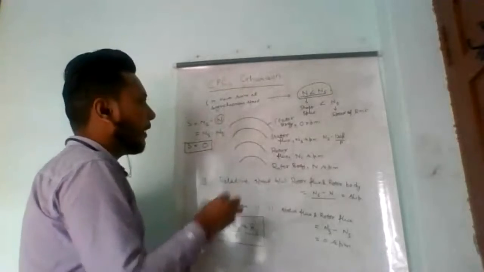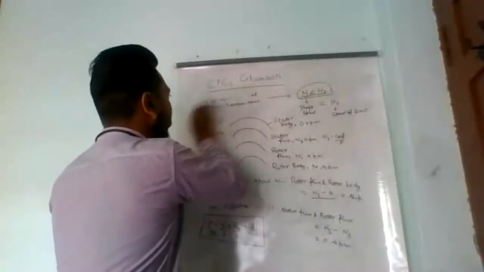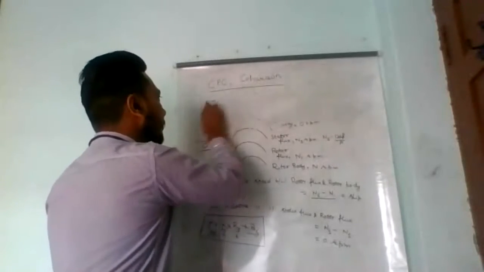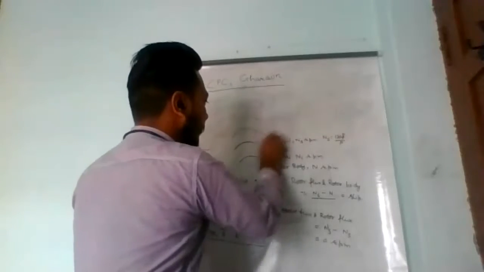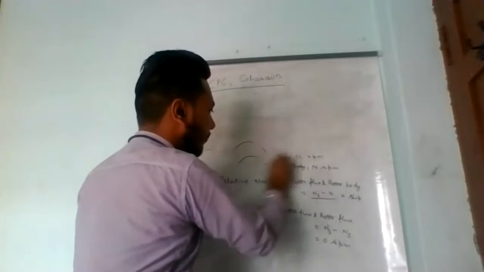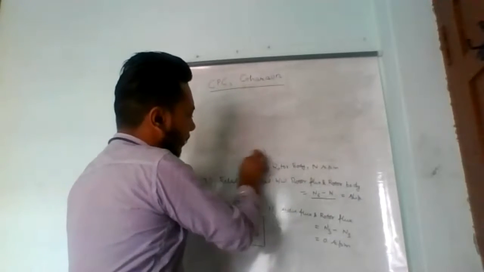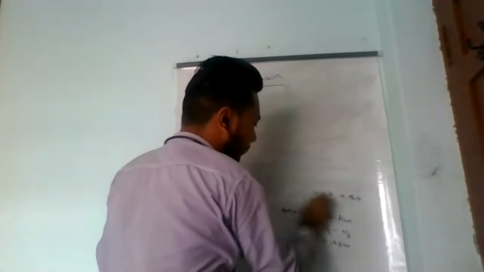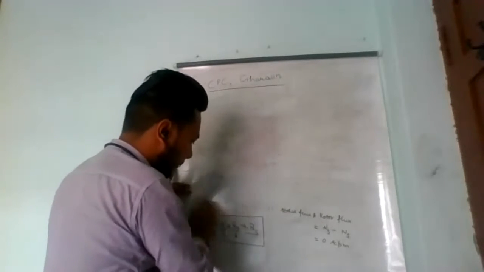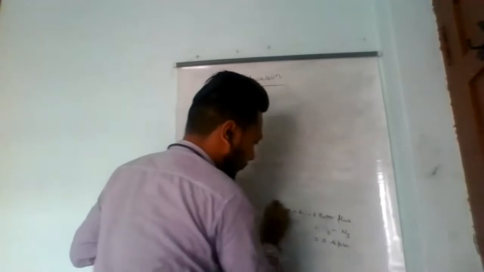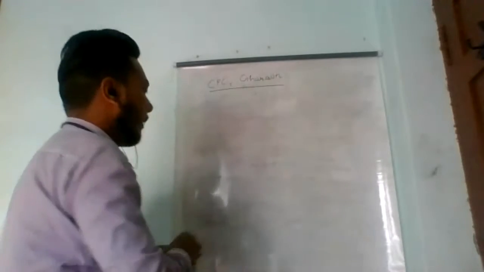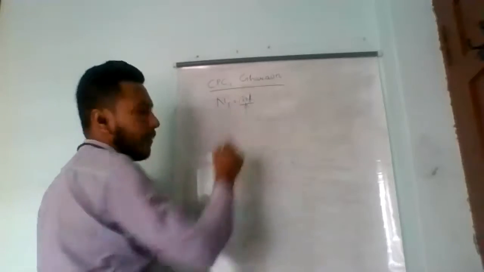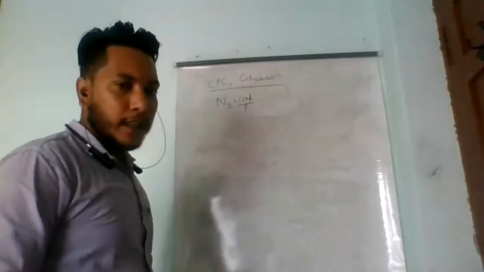Now the next question is how this rotating magnetic field speed Ns is equal to 120 f upon P. How does this relation come about? Let us discuss that.